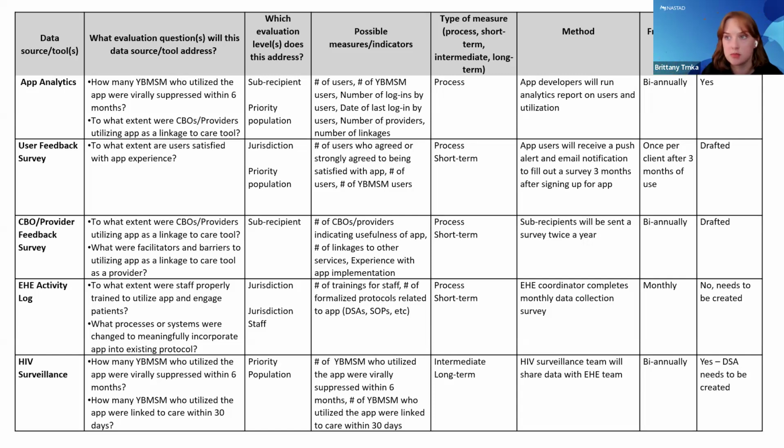You know, these data sources may look different, but these are, again, just some examples of what could potentially be used. So we've identified those potential data sources, and we have also identified which evaluation questions they will help answer, which levels of evaluation they're addressing, some examples of measures or indicators that are generated by that data source that will provide us evidence to answer our evaluation questions, the types of measures that these are, how we plan to use the tool and when, and finally, if it exists already or needs to be created.